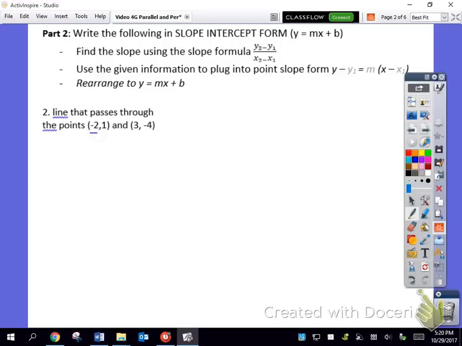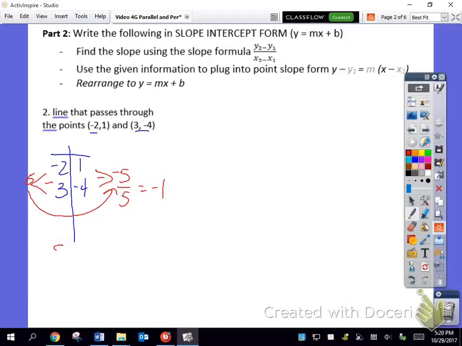On number 2, you are given points. So I have to find my slope first. Negative 2, 1, 3, negative 4. So find your slope, and remember you need to subtract. 3 minus negative 2 is positive 5. Negative 4 minus 1 is a negative 5. Swing it over. Negative 5 divided by 5 is a negative 1. Okay, so your slope, or m, is negative 1.